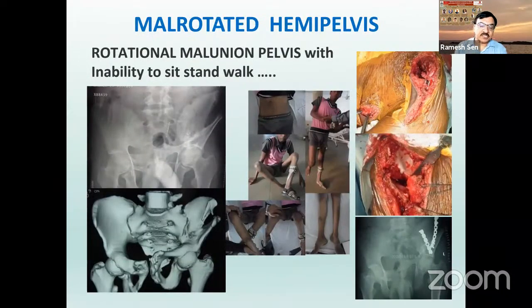There is another boy who came with a very significantly rotated hemipelvis, and he was not able to sit, he was not able to stand, his movements were also restricted due to the abnormal position.